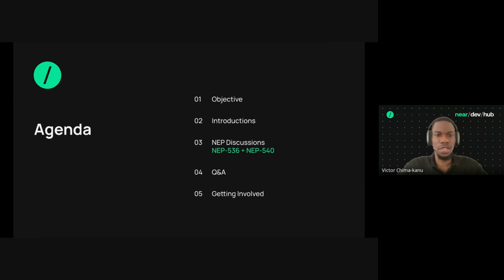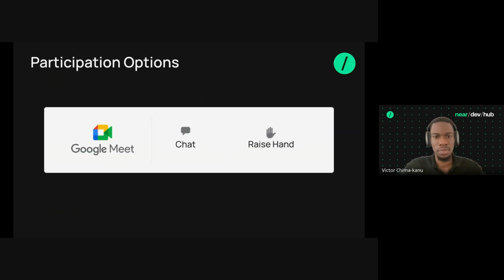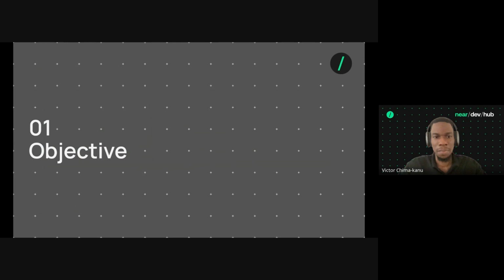So this is our agenda for today. First, we'll look at the objective of the call, and next we'll introduce everyone that's involved. Then we'll get into the main conversation of NEP 536, and then move on to NEP 540. And after that, we'll talk about implementation and open it up to Q&A. So you could get active in the comments and drop any questions you may have.